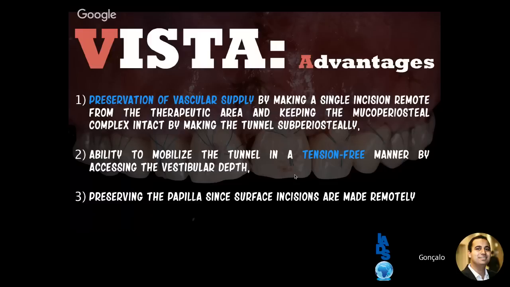And also, I think one of the advantages of this technique compared to techniques where we have to do the intrasulcular tunneling is that all the pressure that we apply is far away from the gingival margin. So we know that the area that we don't want to compromise the blood supply is exactly the gingival margin. So with this technique, by doing the incision far away from the gingival margin, you can have the good coronal advancement without causing too much pressure in the gingival margin that could cause necrosis.